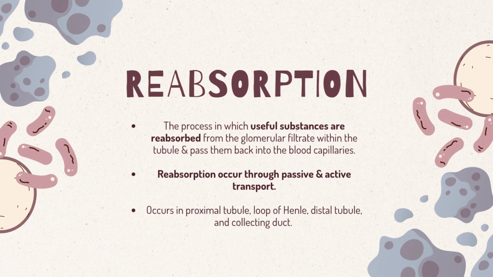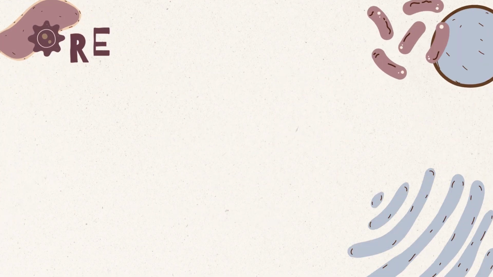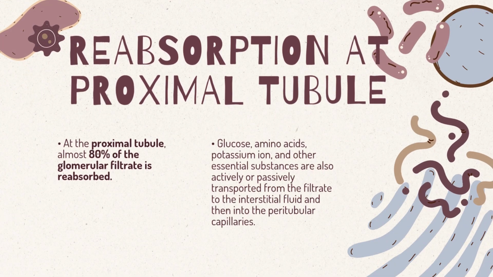Reabsorption. The process in which useful substances are reabsorbed from the glomerular filtrate within the tubule and passed back into the blood capillaries. Reabsorption occurs through passive and active transport. Occurs in proximal tubule, loop of Henle, distal tubule, and collecting duct. Reabsorption at proximal tubule. At the proximal tubule, almost 80% of the glomerular filtrate is reabsorbed. Glucose, amino acids, potassium ion, and other essential substances are also actively or passively transported from the filtrate to the interstitial fluid and then into the peritubular capillaries.